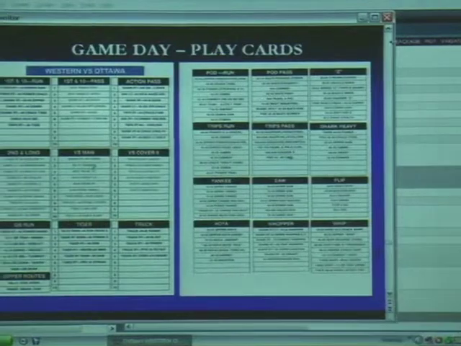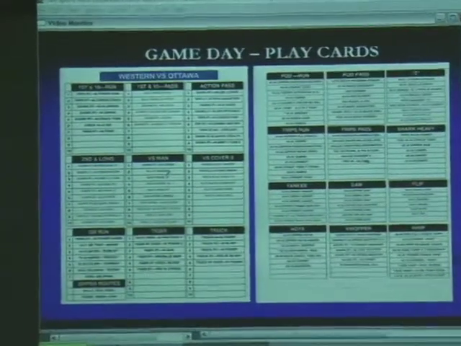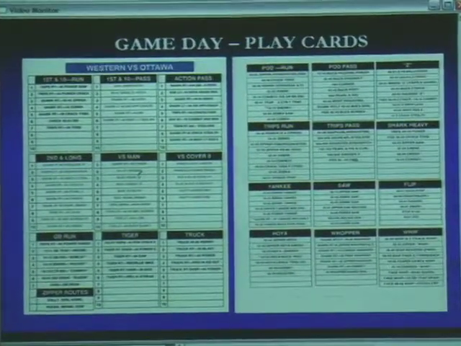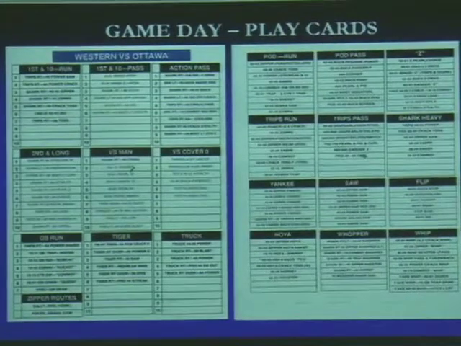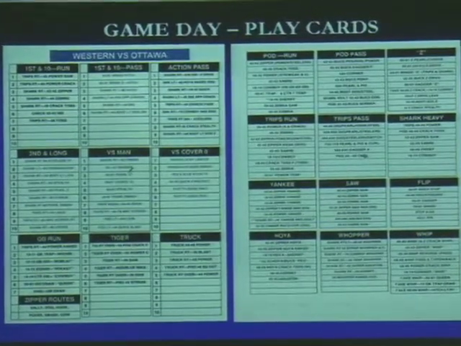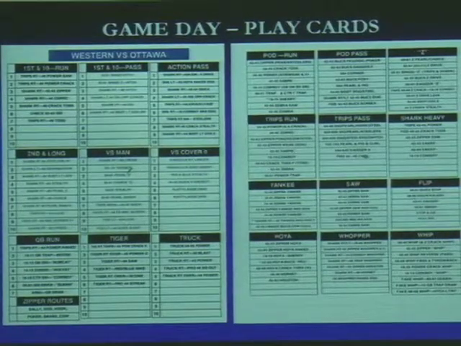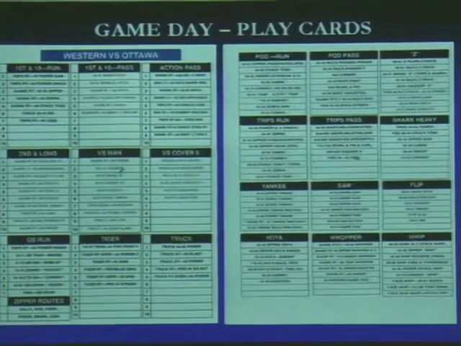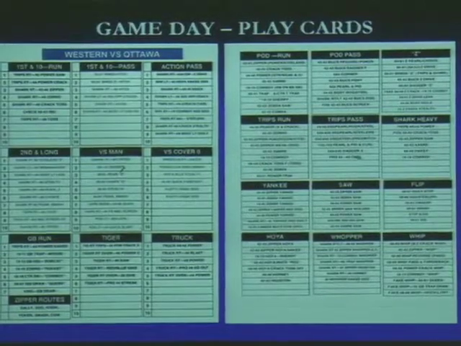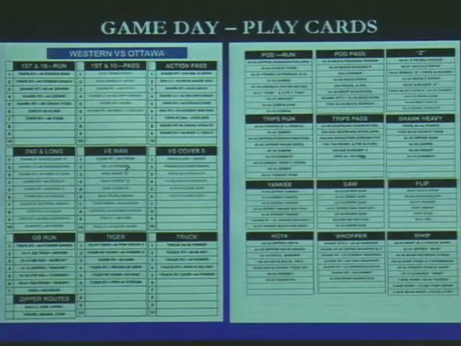Okay, game day play cards. So now we're implementing the game plan. We have game cards. But if we've done a good job of preparing, and we've done a good job of analyzing, then the play cards that we're using on the sidelines with the different situations are a reference only. You don't have a lot of time. Masami already talked about that, we have a very short time in order to make that decision.